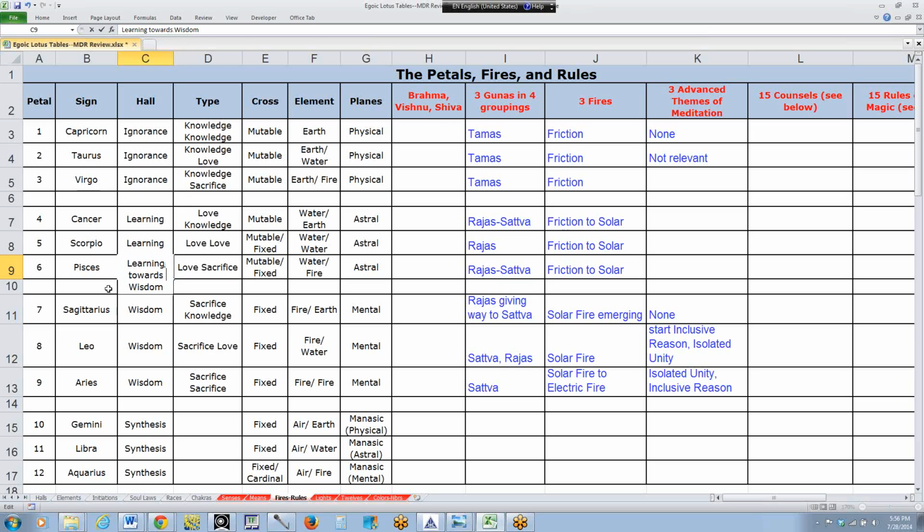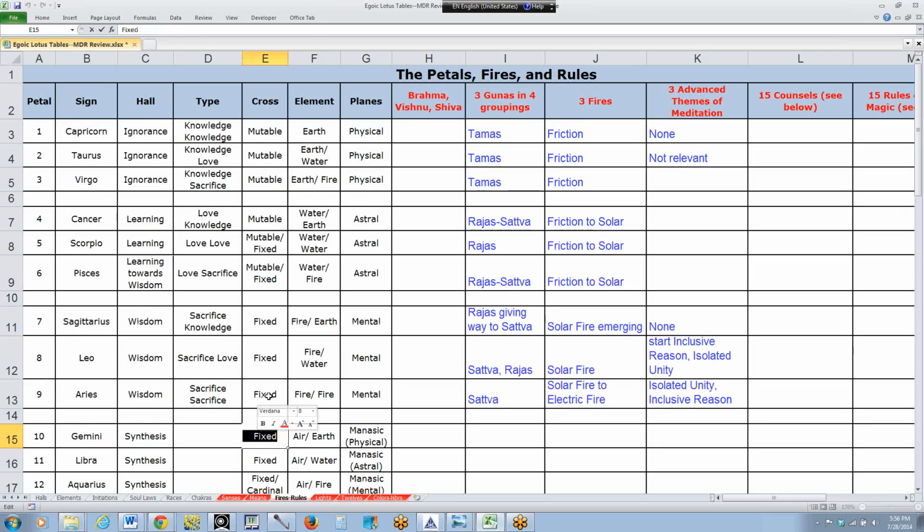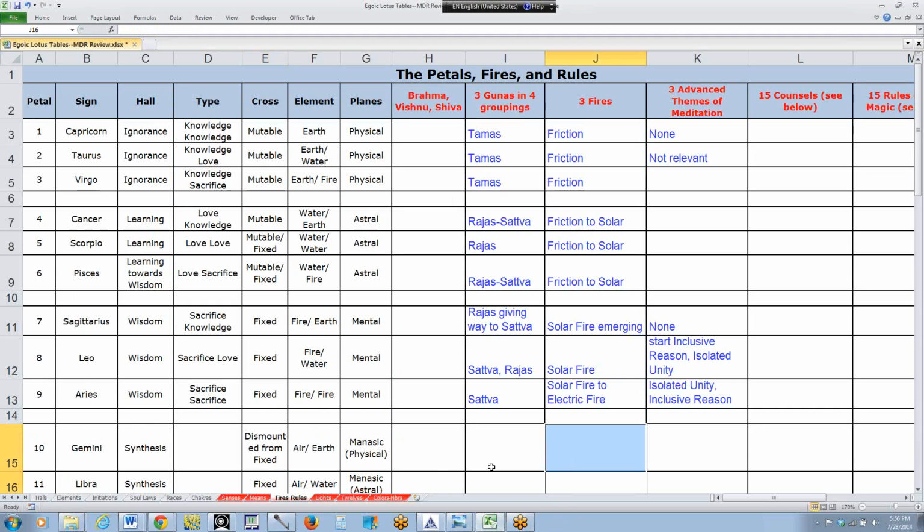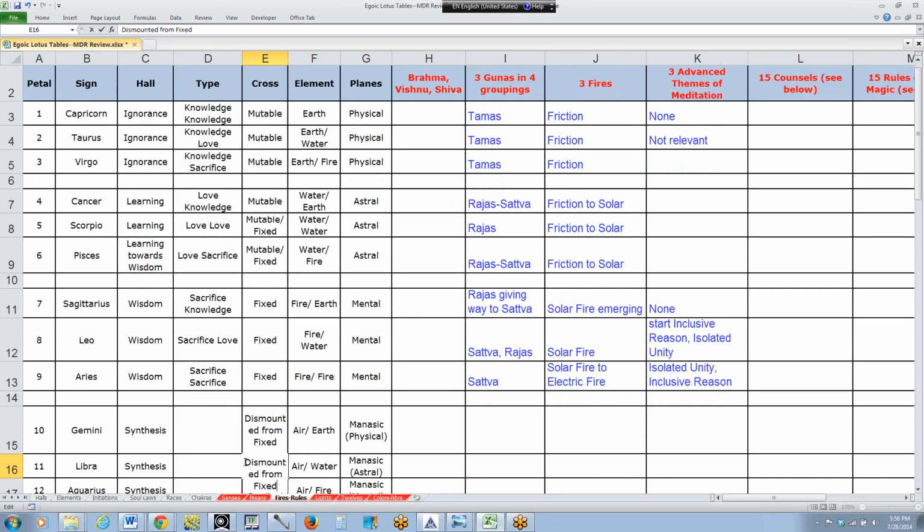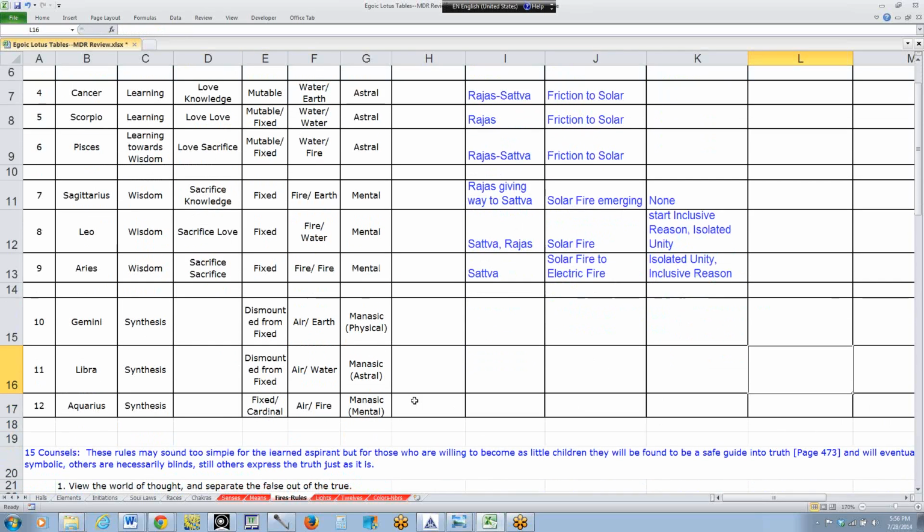Towards wisdom. Then wisdom, synthesis, knowledge, and the different kinds of petals that there are, and their major category and subcategory, and the different crosses, and when the fixed cross really begins, and, well, dismounted from fixed, and that is true of petal number 11 as well. We're not dismounted from fixed cross, and we're still dismounted from fixed, not on cardinal, not yet on cardinal cross.